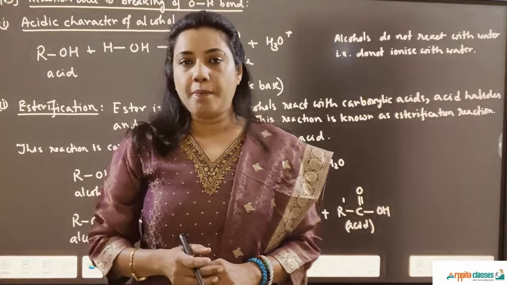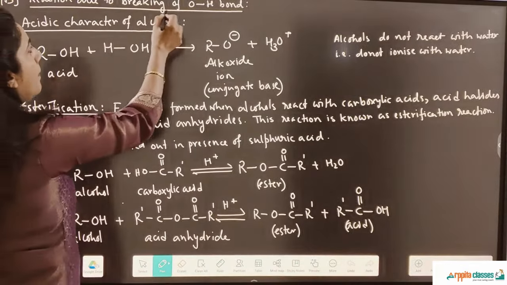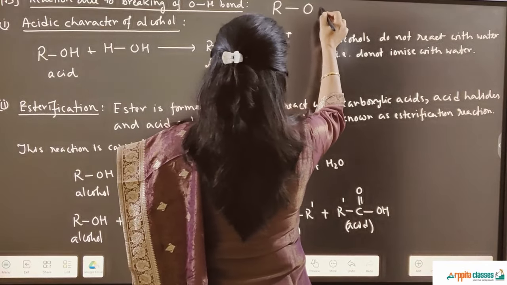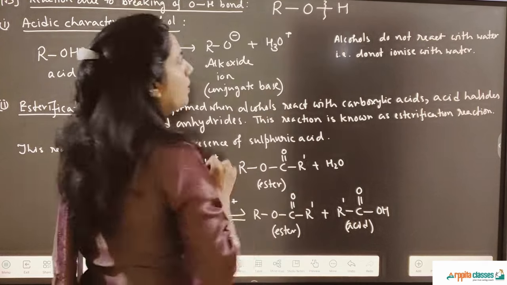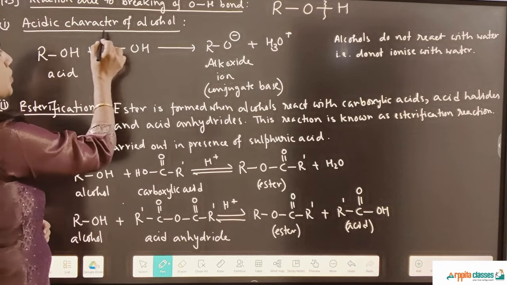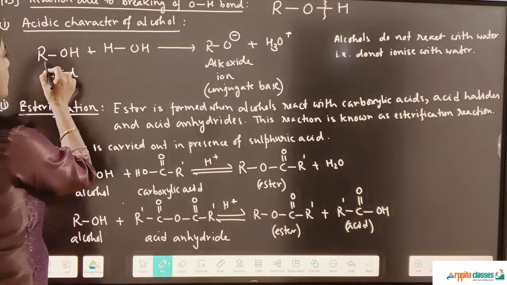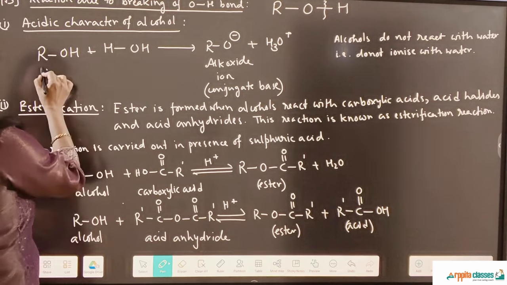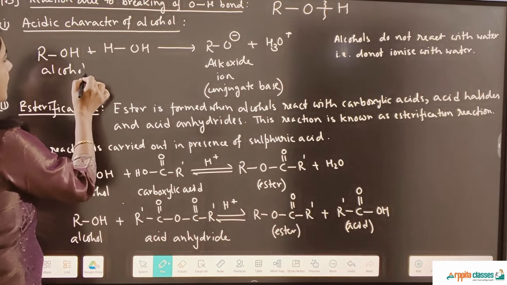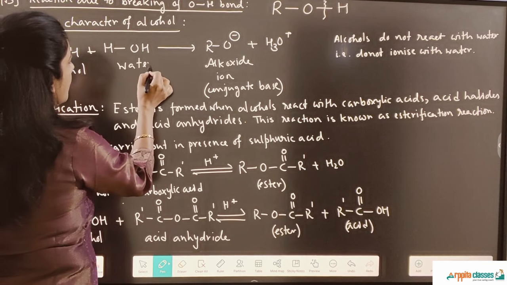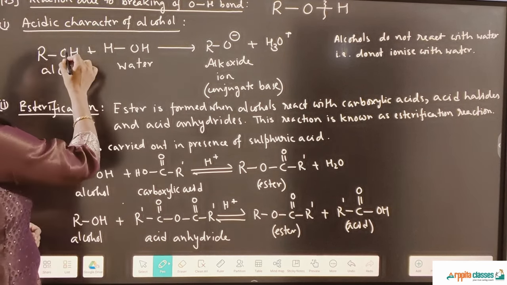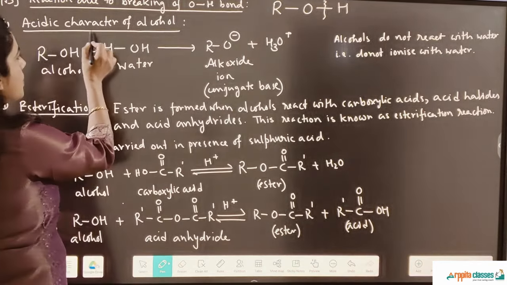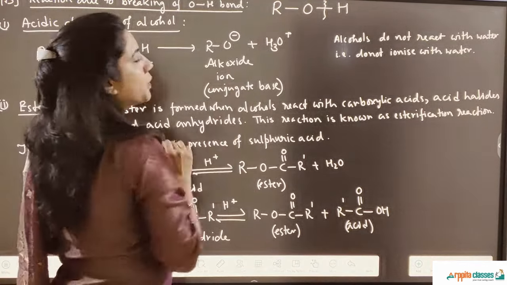Now we move on to the next type of reactions, that is, the reactions due to breaking of the OH bond. So here we are talking about the reactions where this OH bond will be breaking. This will also show the acidic character of alcohol. So this is my alcohol and this is water. When alcohol reacts with water, alcohol liberates the hydrogen and forms RO minus, and this hydrogen will be taken by the water molecule to give you the hydroxonium ion.